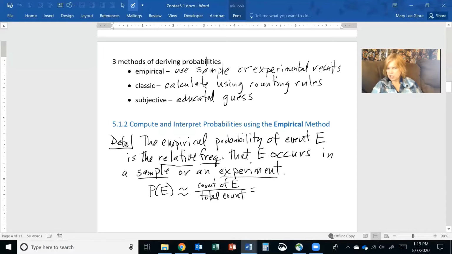Sometimes the notation for the count of E, sometimes we'll use the number in E, N of E. And then usually when we're talking about the total count, we have little n, or the N of S. Remember S, this is the sample space. This is all the different ways that something can occur. And so the number in the sample space is the number of different possibilities, and then we count the number of ways E occurs.